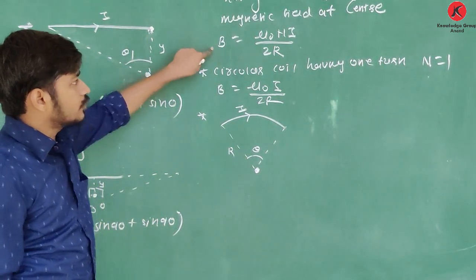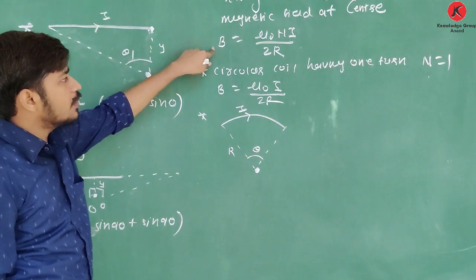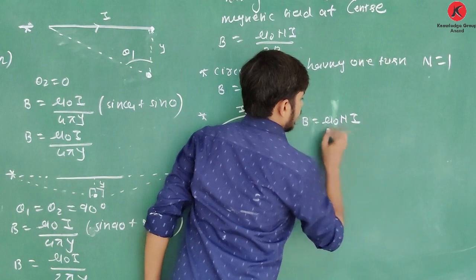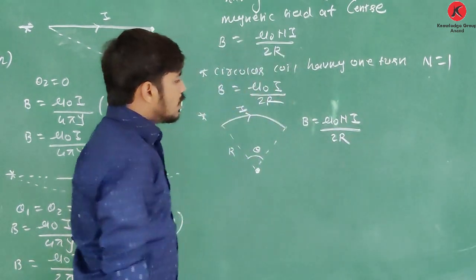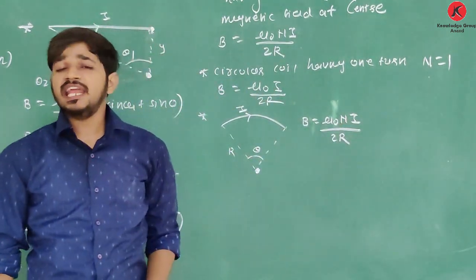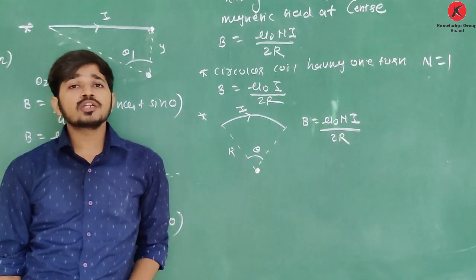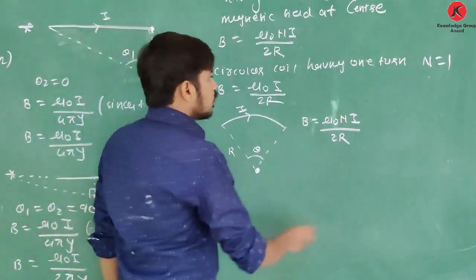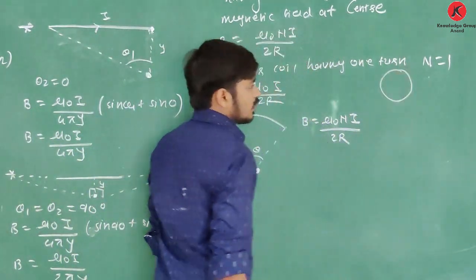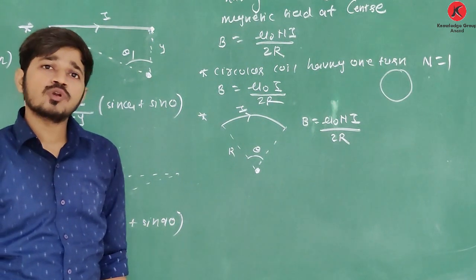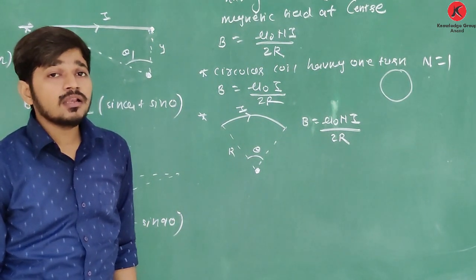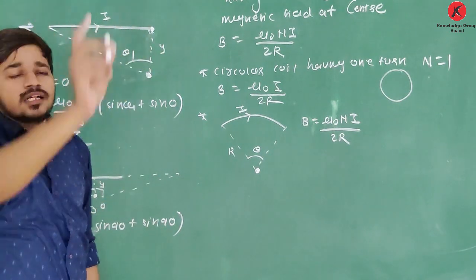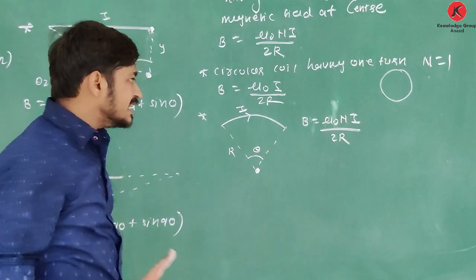See, we will use this equation. B is equal to mu 0 N I upon 2r. Here it is. B is equal to mu 0 N I upon 2r. But we have to put the value of n. N means the number of turns. If we have a circular coil having one turn, like this, then it is called n is equal to 1. One turn means angle 2 pi. One turn means angle 2 pi. Yes or no? Yes, it is.